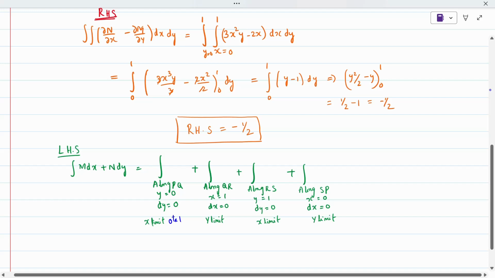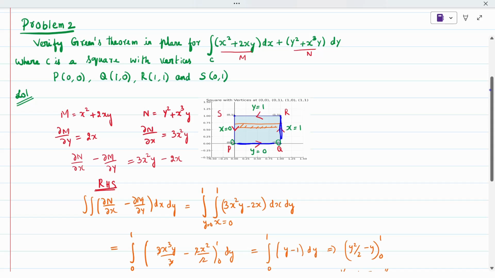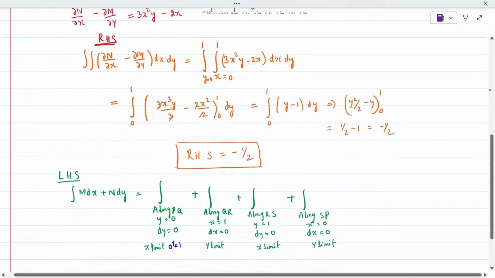Same way, when you do for QR, the strip is from down to up. So down to up means it is a vertical strip. So it is also 0 to 1. No change at all. So limit is 0 to 1.